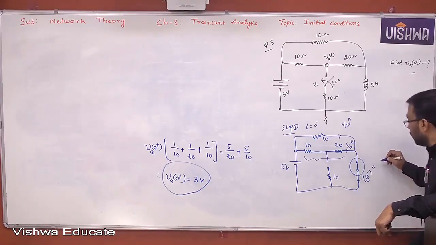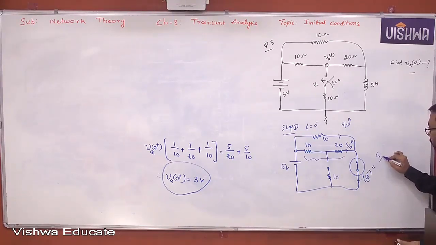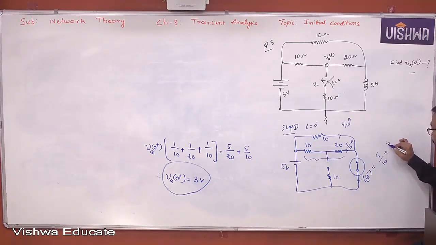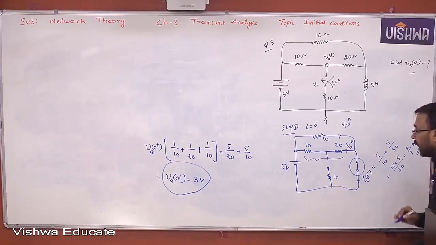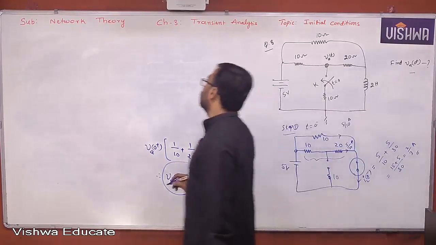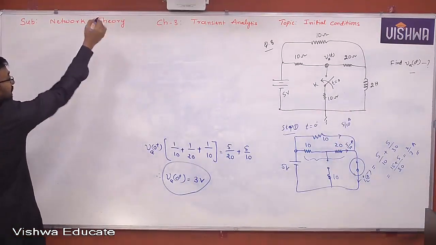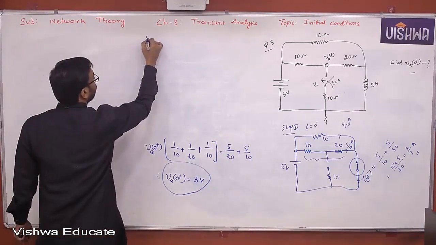So what is now IL of 0 plus? It is 5 by 10 plus 5 by 30. So what do you get? 3 5s are 15 plus 5 by 30. It is 20 by 30, and finally 2 by 3 amperes. This information will help you now to construct T equal to 0 plus equivalent, step 2.